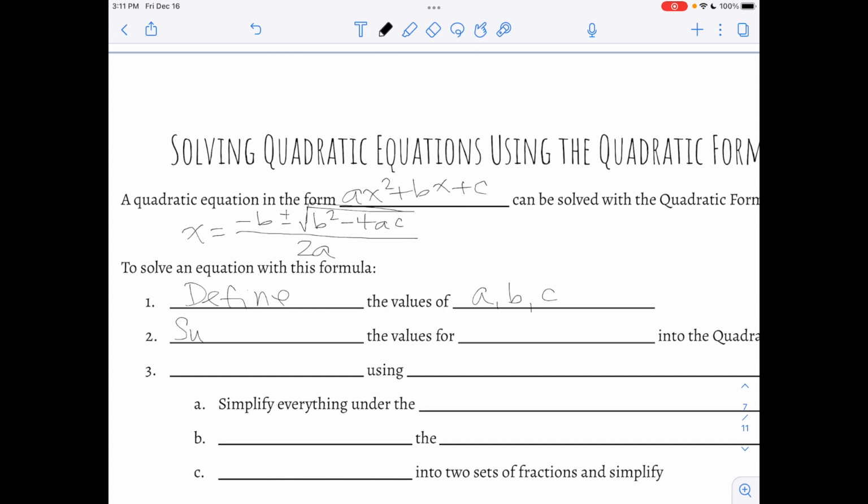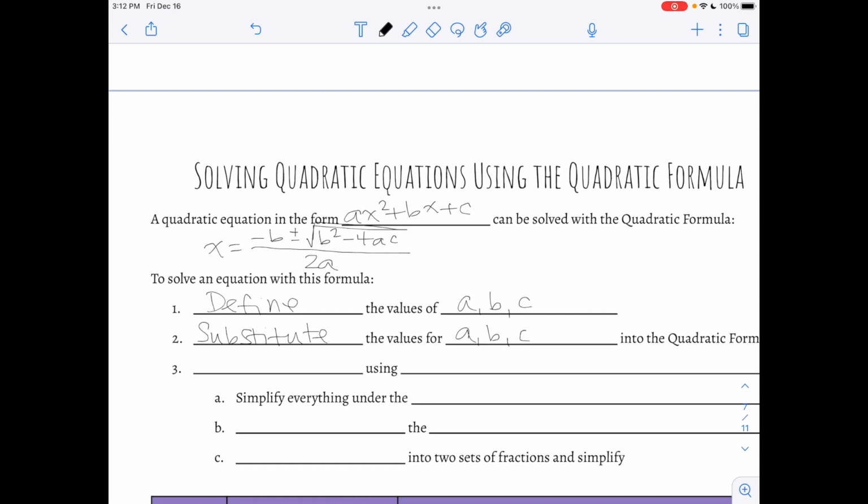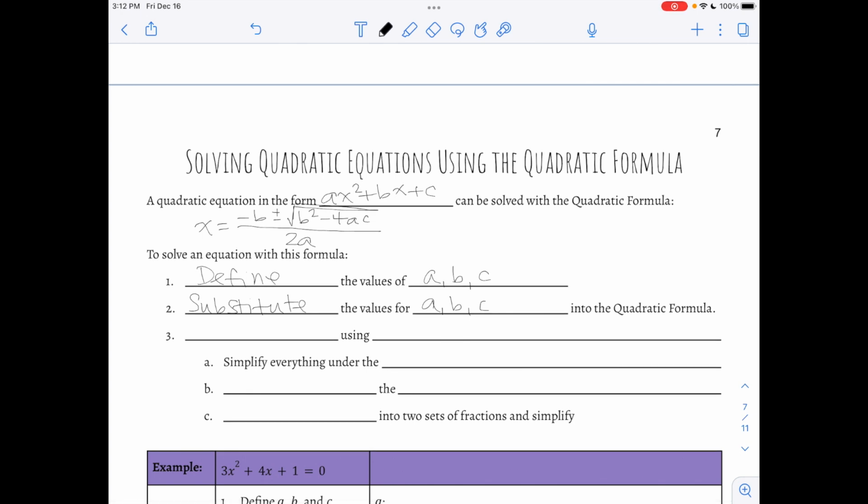To use this formula, we're first going to define the values of a, b, and c. Then we are going to substitute the values for a, b, and c into the quadratic formula. Then we simplify using order of operations.